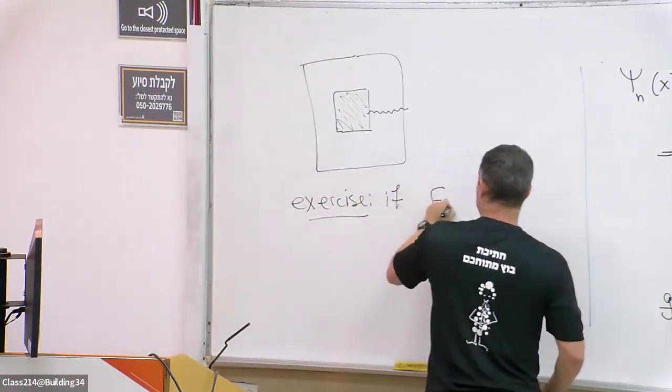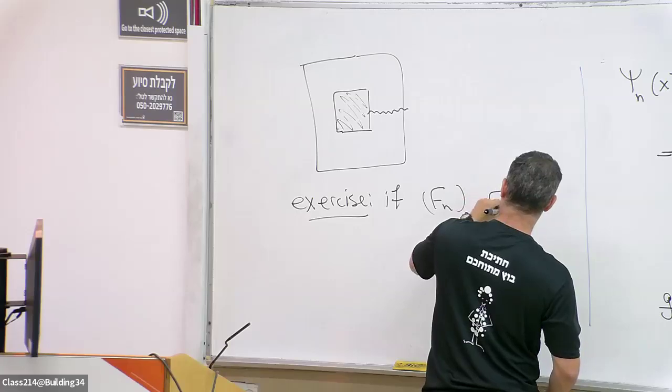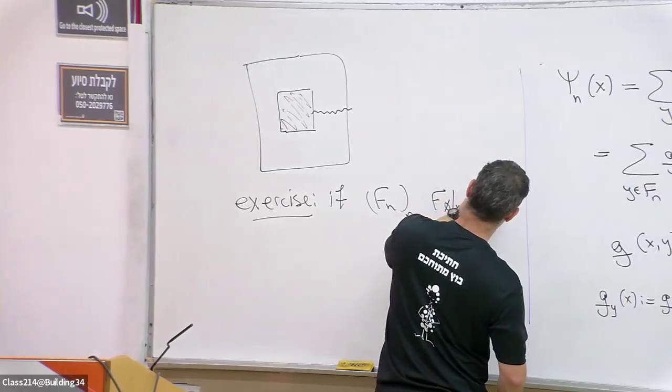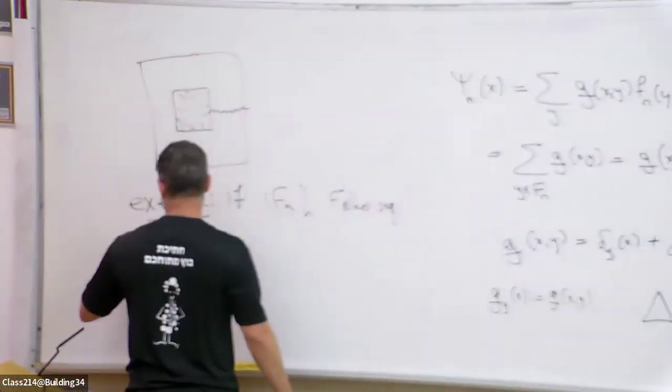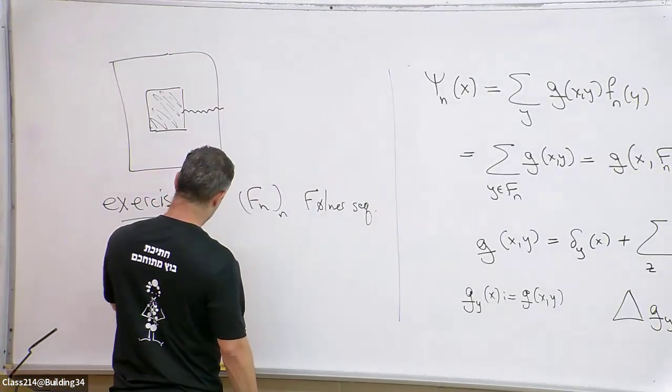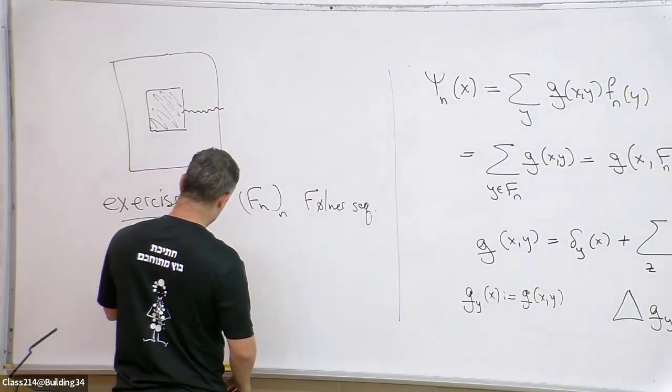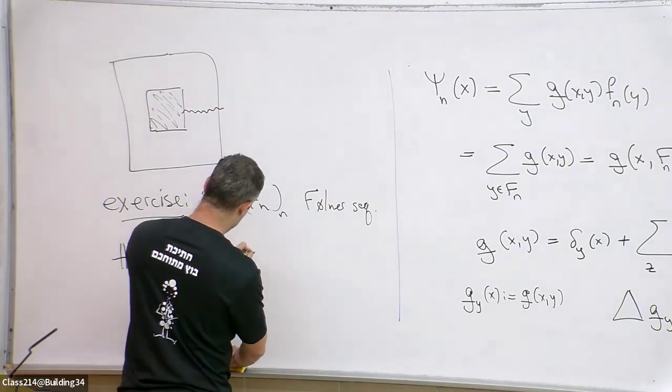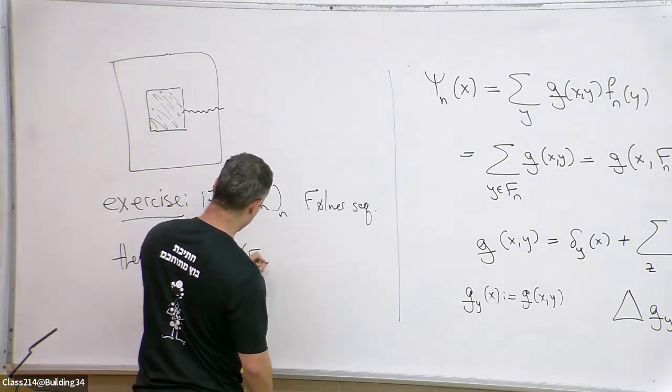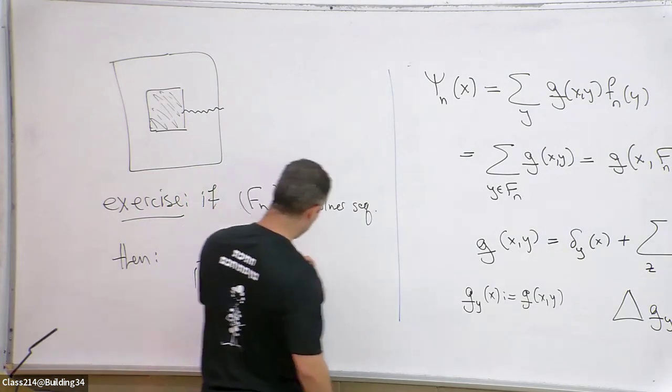If F n is a Følner sequence, then 1 over the size of F n times the inner product of F n with g F n goes to infinity.